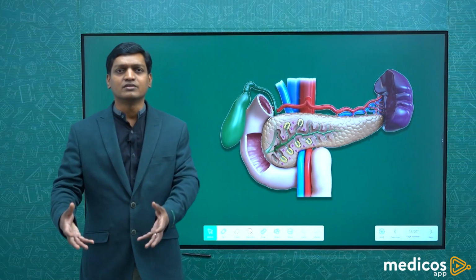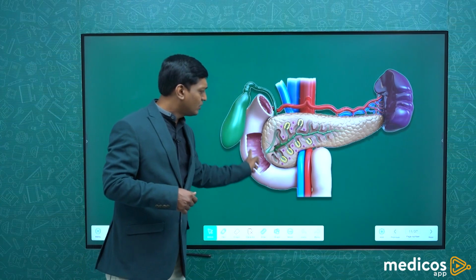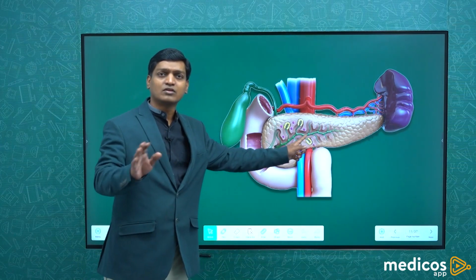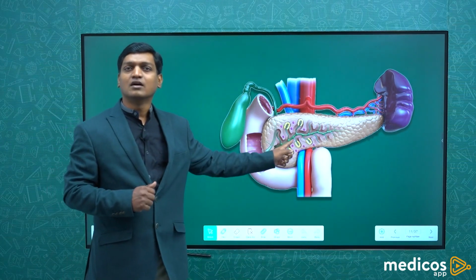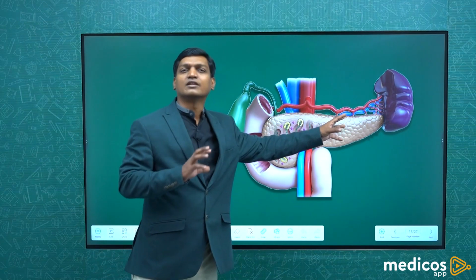Remove these two organs, and you can see the retroperitoneal organs. Mainly the duodenum and the pancreas, both are retroperitoneal, behind the peritoneum. Then what about the spleen? It is intraperitoneal.